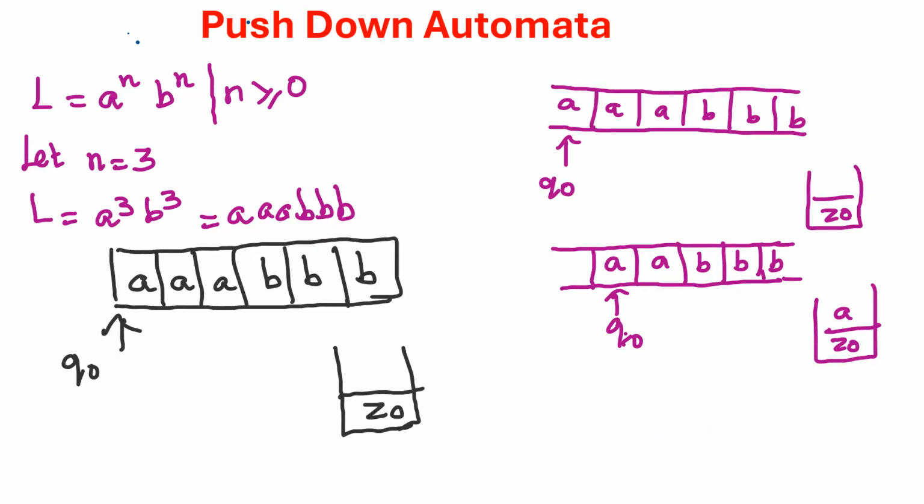Next we'll see the example. L is equal to a power n, b power n. Initially, you can assume n is equal to 3, so there are 3 A's followed by 3 B's. This is the input string, starting at Q0. The stack also has the initial symbol Z. In the first step, you have to see the A. If you see A, how do we push the element into the stack?